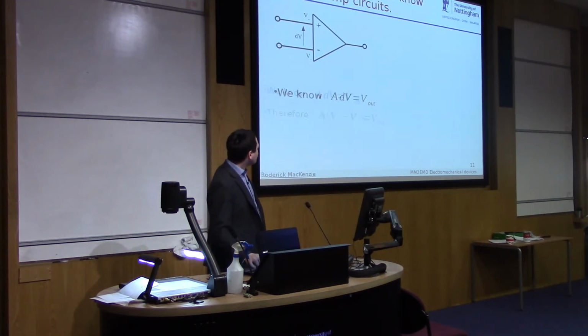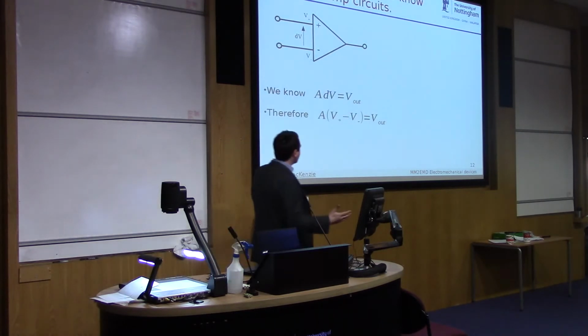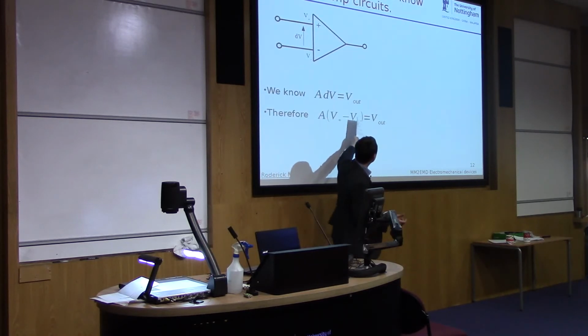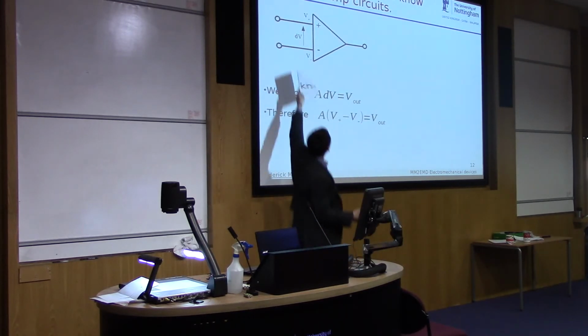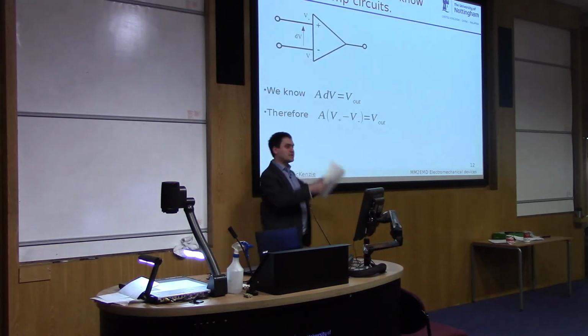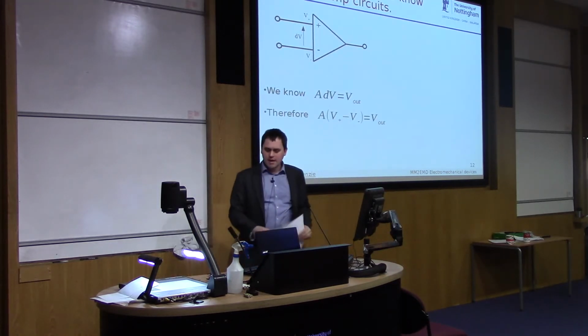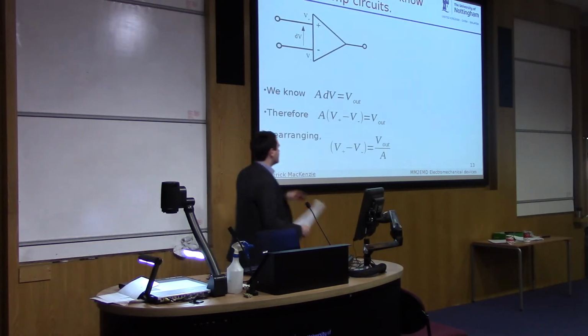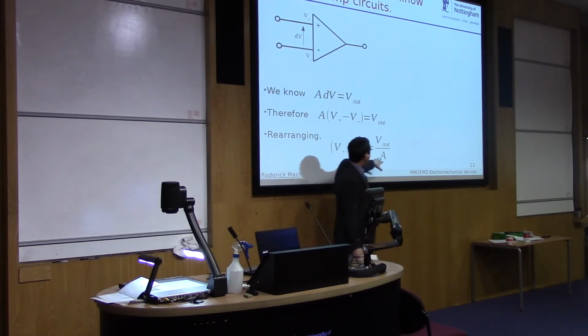So we can write out this general formula and expand dV: A times (V plus minus V minus) equals V out. This is again just the difference between those two terminals. Then we can bring the A, the open loop gain, over to this side, so we've got V out over A.